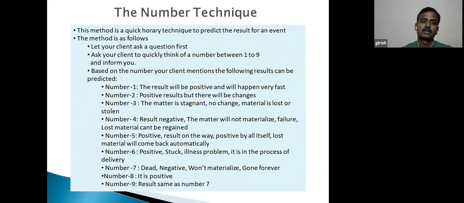Okay, then the only precaution you need to take is you have to tell the person that he or she has to tell you the number that comes to their mind first.